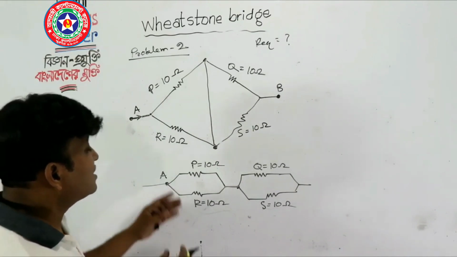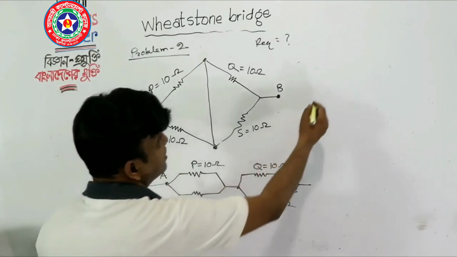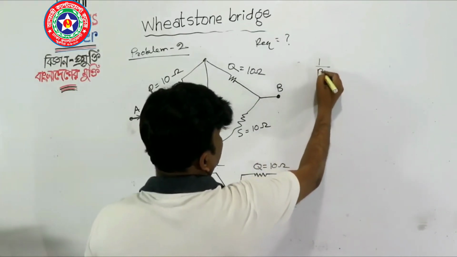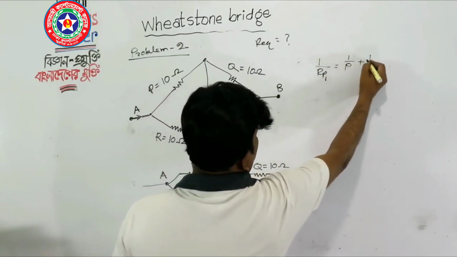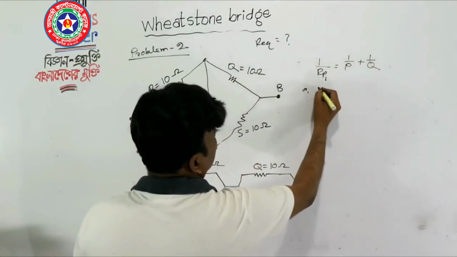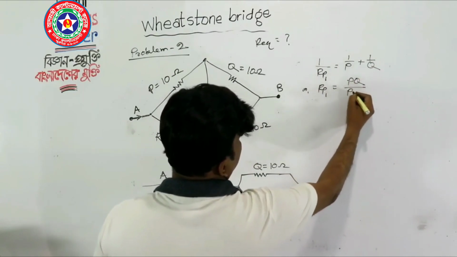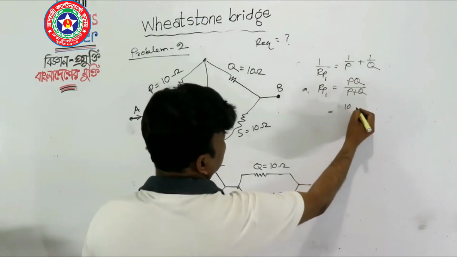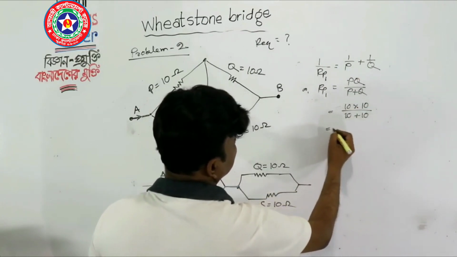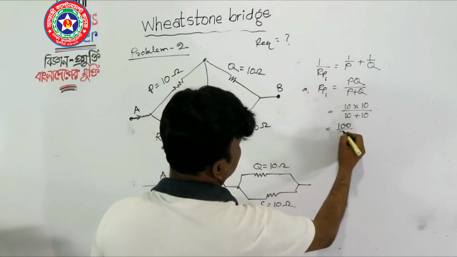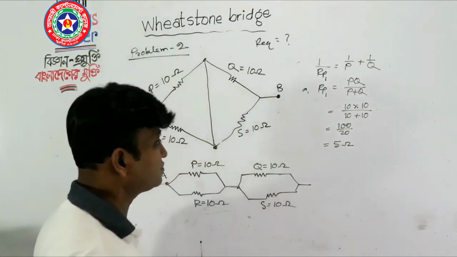Okay, so what is the equivalent resistance of P and R? As they are parallel, the equivalent resistance will be 1 by Rp1 equals 1 by P plus 1 by R, or Rp1 equals PR divided by P plus R. The value of P is 10, R is also 10, and here 10 plus 10. So we are getting 100 divided by 20. So we get 5 ohms here.